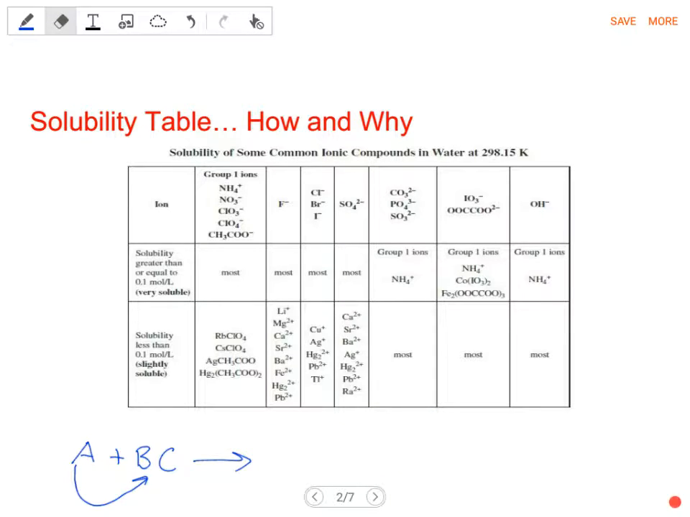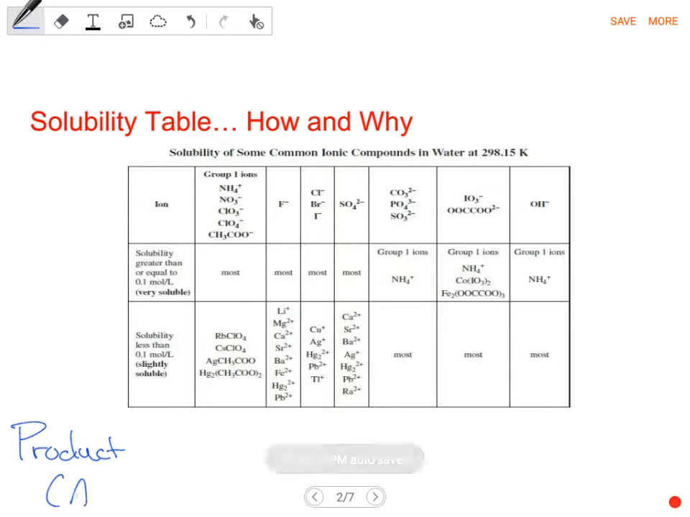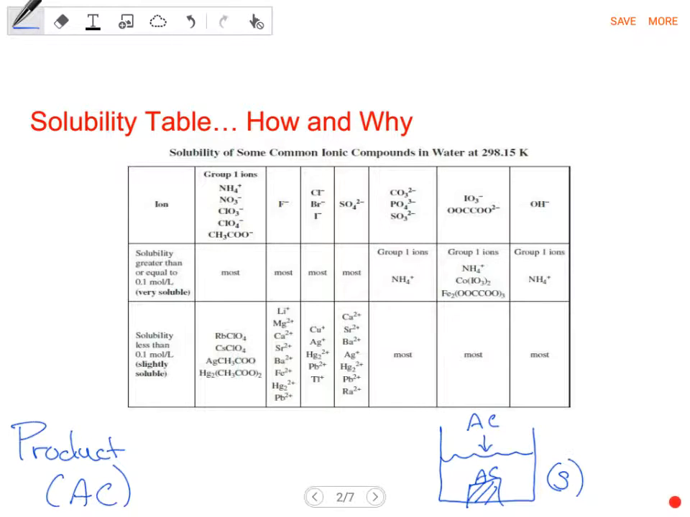Now, what I mean by that is this. Let's say you have a solid. So there's that AC again. So our product, remember, was AC. Now, let's say we take a little container of water, and we take AC and we dump it in. Now, in some cases, AC is just going to fall to the bottom in a clump, and it's still AC. Well, that's a solid, and we give it a subscript S.